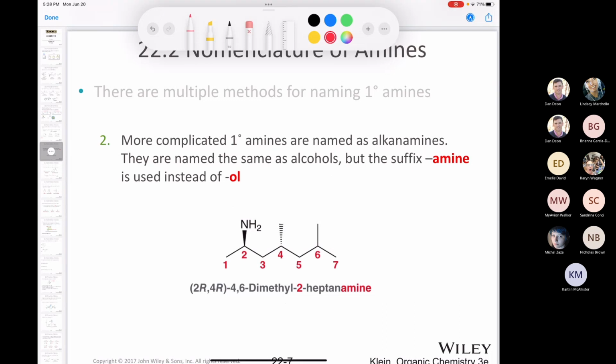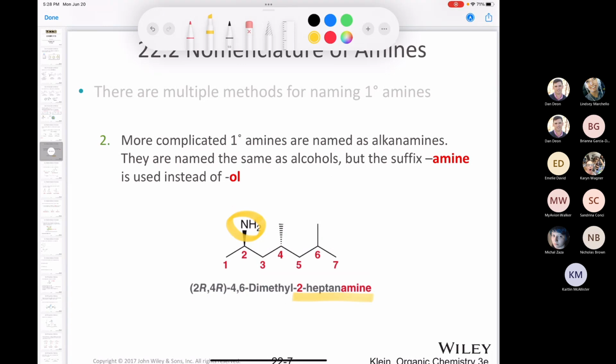The exact same thing. So what we do is we find the longest carbon chain that possesses the amino group on it. We want to give the amino group the lowest possible number. Then we list the substituents in alphabetical order. If there's chiral centers, of course, we identify those, and then we provide a locant for all of the substituents, and we list them in alphabetical order, and that's really all there is to it. So here, since we have a heptane and it's got an amine on it, we use 2-heptaneamine as our parent. So just the exact same way that you named an alcohol.